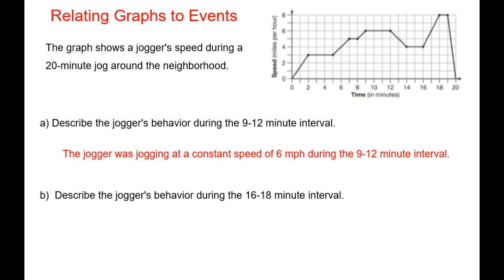Now to the second part, describe the jogger's behavior during the 16 to 18-minute interval. So we look over from the 16 to the 18-minute interval. We start at a y value of 4, and we end at a y value of 8. So that means over the course of these 2 minutes, the jogger steadily increased their speed from 4 miles per hour to 8 miles per hour.